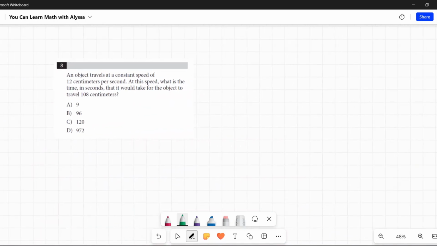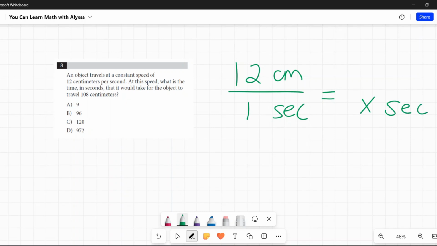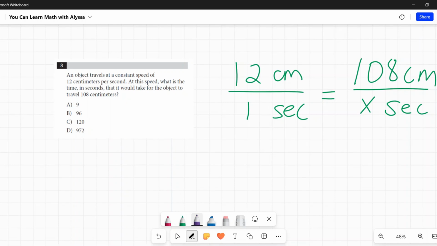Number 8, an object travels at a constant speed of 12 centimeters per second. Okay, so 12 centimeters per every 1 second. At this speed, what is the time in seconds? Okay, we're trying to solve for seconds. That was a speed in seconds that it would take for the object to travel 108 centimeters. This is my preferred way of solving these. I've seen a couple different ways. You know, you do you. If there's another way you like better, go for it.